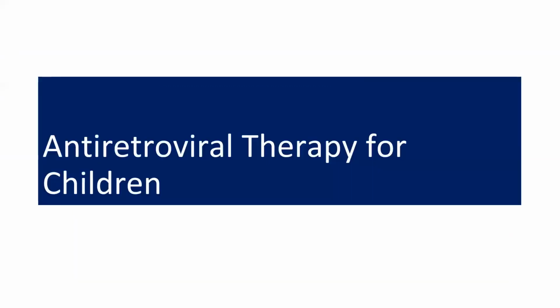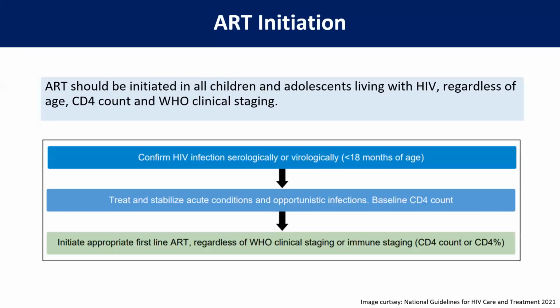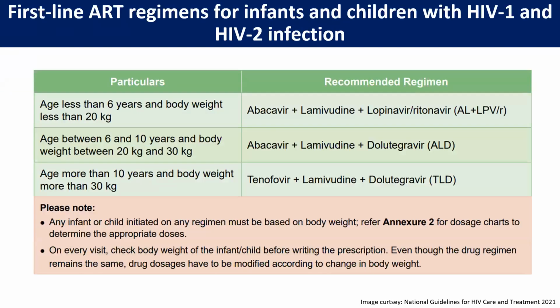And once you assess these children, we need to start them on antiretroviral therapy. The 3 steps are: confirm the HIV infection, treat and stabilize the acute condition and opportunistic infection, do a baseline CD4 count, then initiate appropriate ART. The guideline is simple: less than 6 years, body weight less than 20 kgs, abacavir, lamivudine, and ritonavir-boosted lopinavir. For 6 to 10 years of age, body weight between 20 to 30 kgs, instead of lopinavir, you can give dolutegravir. Children more than 10 years and body weight more than 30 kgs, TLD is the choice.